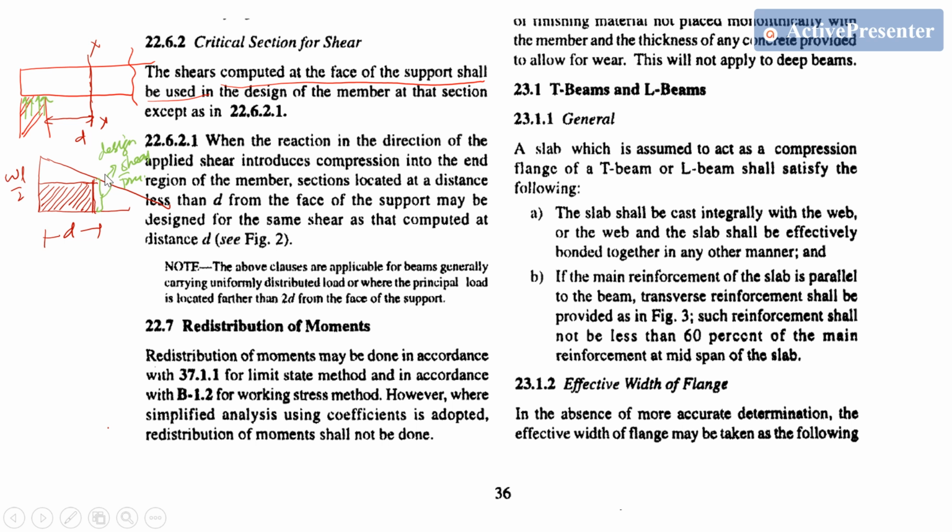Actually you need to design for a more economical section. Your design shear force is this one. So in some of the textbooks, you can see the design shear force is taken as this value. But if you go for that, you will take more time. That's why we will go for the maximum shear force value, that is WL by 2 at this support, such that we can directly start with the numericals.